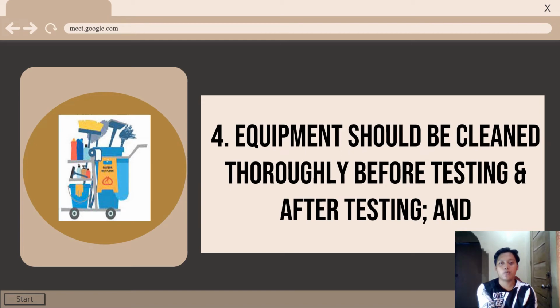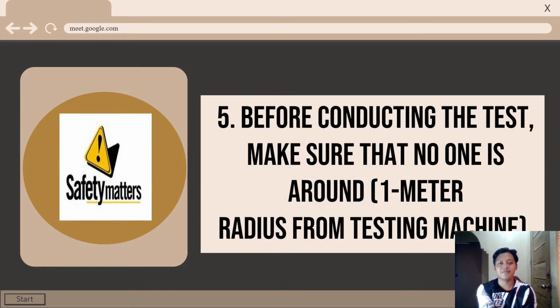Number 4, equipment should be cleaned thoroughly before testing and after testing. Number 5, before conducting the test, make sure that no one is around 1 meter radius from testing machine para iwas aksidente.